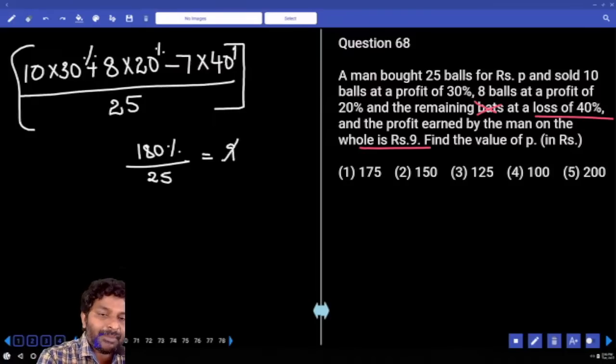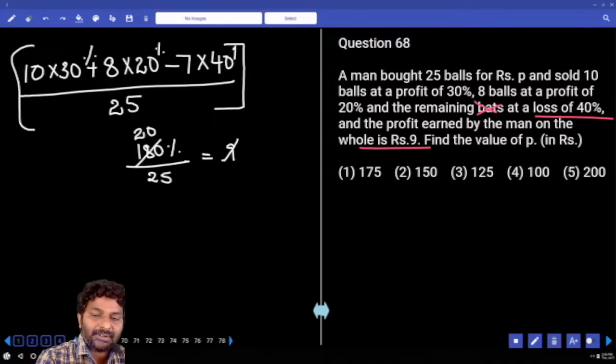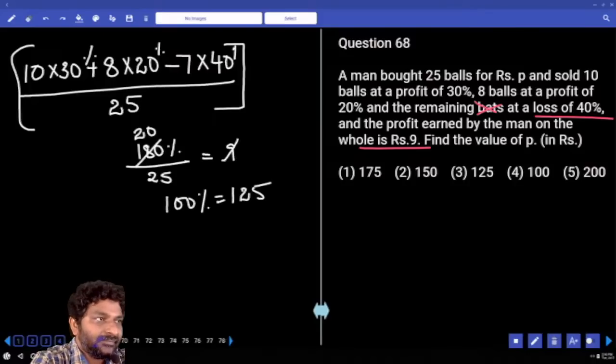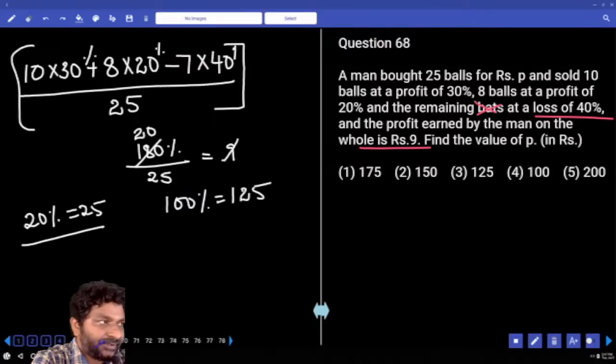How many rupees profit do we have? 9. 9 how many times? That means 20% is equal to? Then 100% value we want, right? 100% in the sense, 125. Before this we have 20% is equal to 25. We need 100%. Just we are taking 5 times of it.